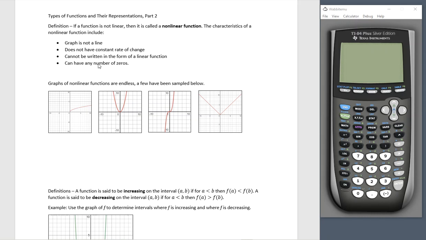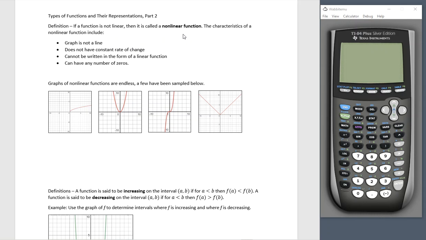Hello and welcome to Types of Functions and Their Representations Part 2. In Part 2, we're going to look at things called nonlinear functions. This is a whole big class of functions. If a function is not linear, believe it or not, we call it a nonlinear function, and yes, this is the definition.